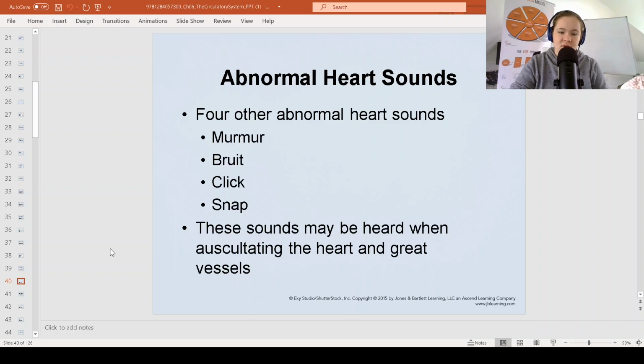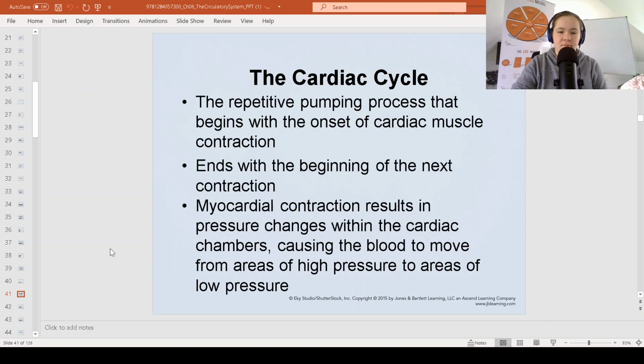Other abnormal heart sounds are the murmur, bruit, click, and snap. These sounds may be heard when auscultating the heart and the great vessels.